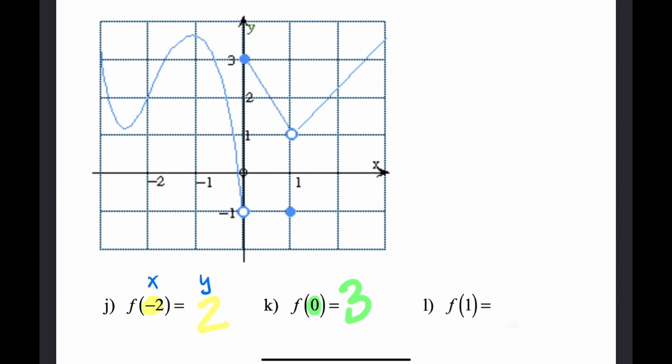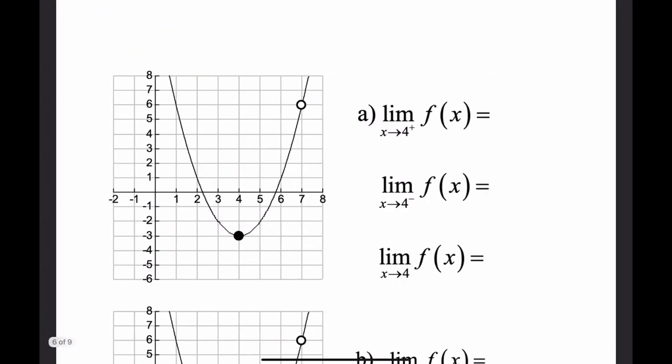And last example here, if I'm observing the function at 1, here's 1, another example where there's what seemingly looks like 2 points at 1. This is a hole, this is a closed circle, so I'm going to say the actual value of the function at 1 is negative 1. That's the y value of this point down here, okay? So just some extra practice of evaluating points on a piecewise function.